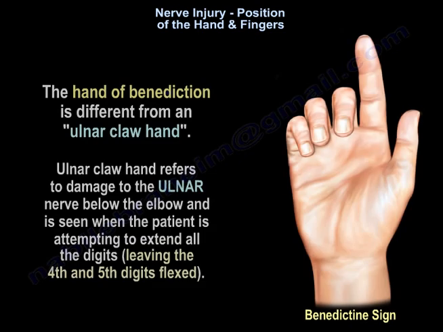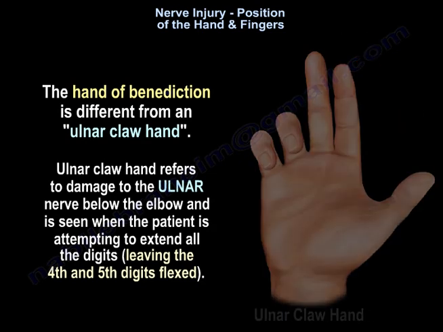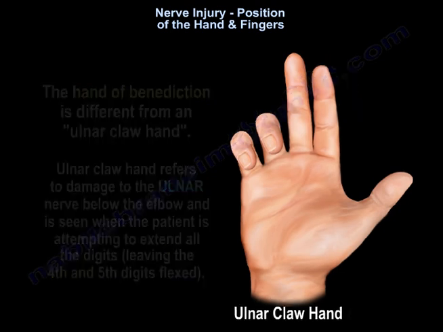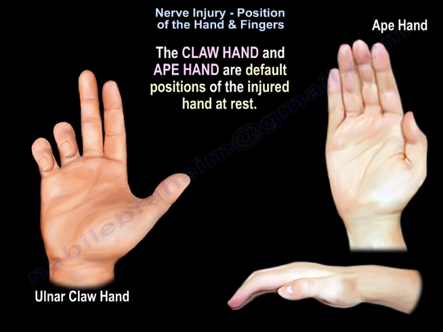The hand of benediction is different from an ulnar claw hand. The ulnar claw hand refers to damage to the ulnar nerve below the elbow and is seen when the patient is attempting to extend all digits, leaving the fourth and the fifth digits flexed. The claw hand and ape hand are default positions of the injured hand at rest.